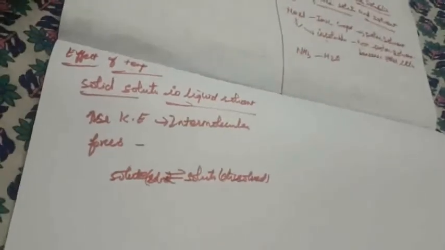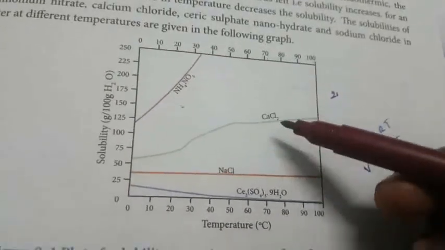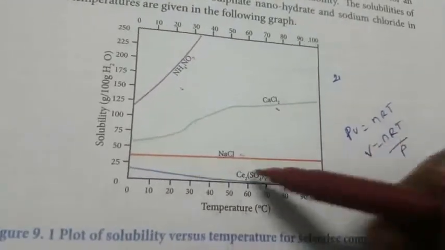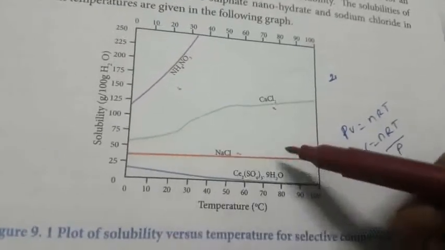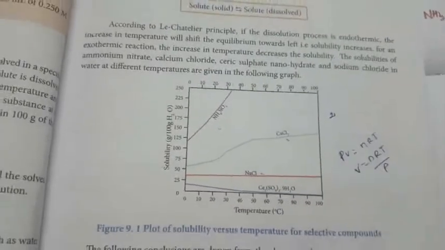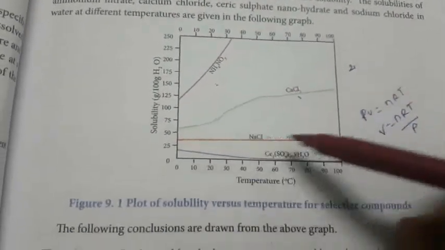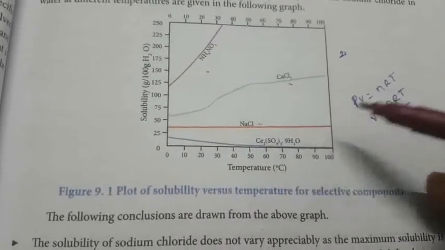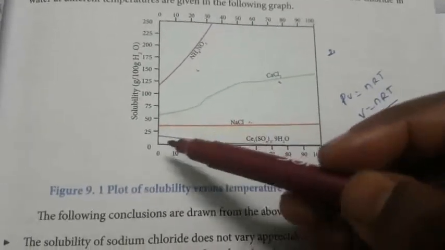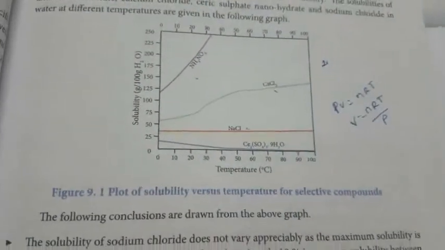They have given a flow chart here comparing ammonium nitrate, calcium chloride and sodium chloride. Sodium chloride is easily dissolved, so it becomes saturated. This is the plot of solubility versus temperature for selected compounds of ammonium nitrate and sodium chloride in water at different temperatures. As the temperature increases, how the solubility behaves is shown in the chart.